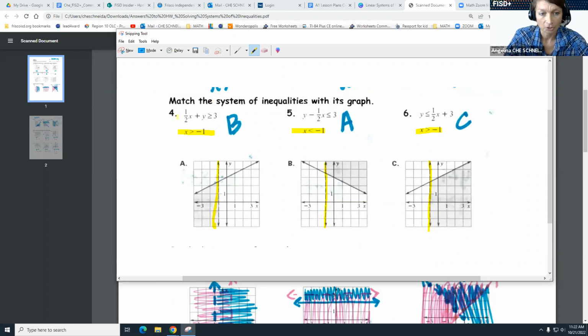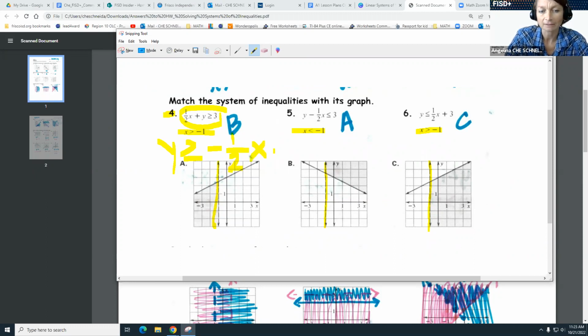So we needed an additional strategy. Let's go to the top equations and inequalities to decide what we can do there. For number 4, we have 1/2 x plus y is greater than or equal to 3. We are going to isolate y so that you have it in slope-intercept form. That would give you y is greater than or equal to -1/2 x plus 3.